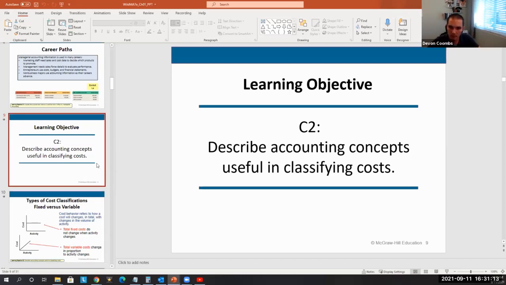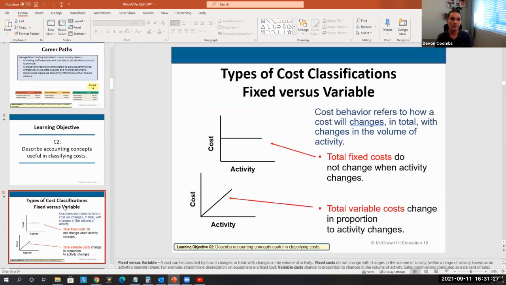Okay, I'll keep going. So what kind of costs are we going to be talking about? Why do we need to understand the different types of costs? So there's two main costs, fixed and variable cost. This is really important. So let me tell you a story.